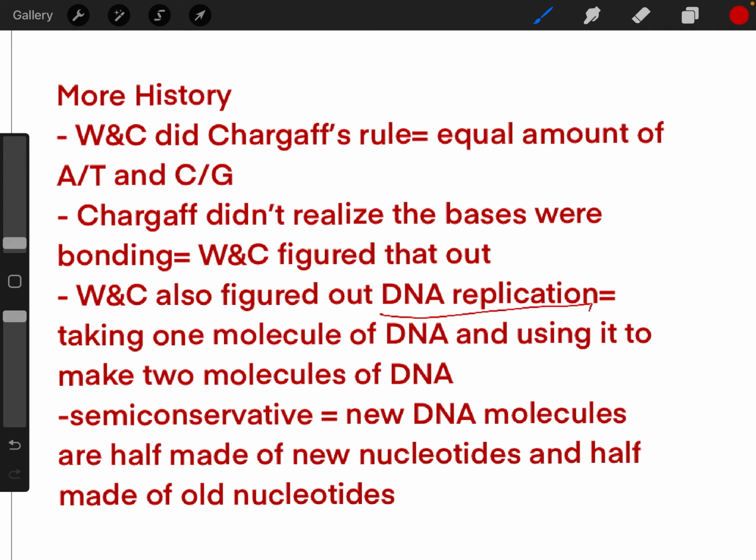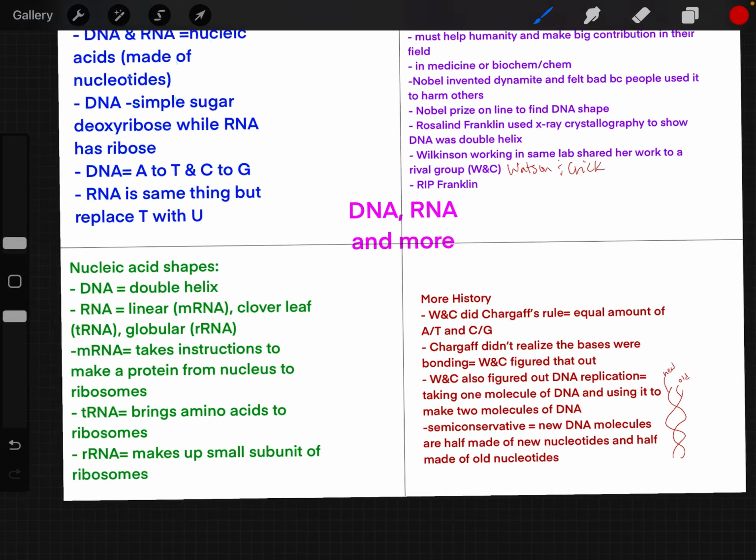Watson and Crick also figured out DNA replication, which is when you take one molecule of DNA and use it to make two molecules of DNA, and we can talk about that in our next video. Watson and Crick also proposed a semi-conservative model of DNA replication. Basically, new DNA molecules are half made of new nucleotides and half made of old nucleotides. So DNA is a double helix, and one strand is going to be made of new nucleotides and one strand is going to be made of old nucleotides.